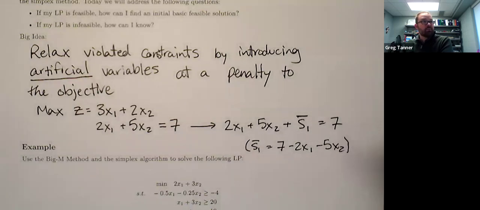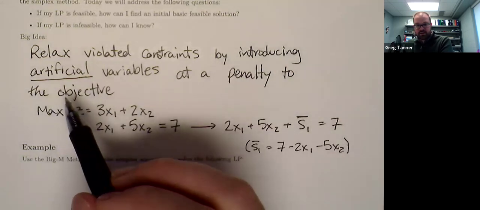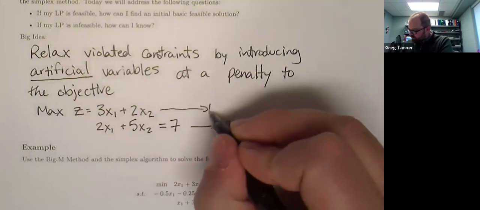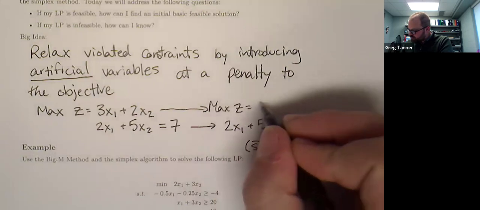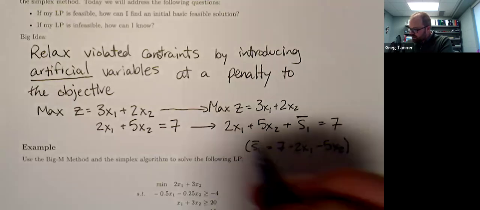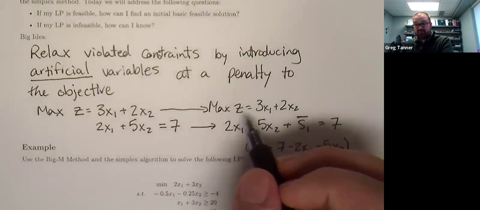So then what we want to do is impose a penalty on the objective. And so our new objective becomes: maximize z equals 3x1 plus 2x2. And then because we want to maximize this, we're going to put a negative penalty.